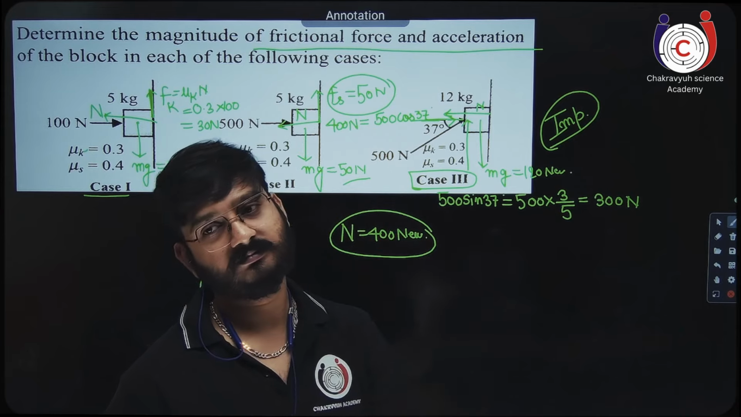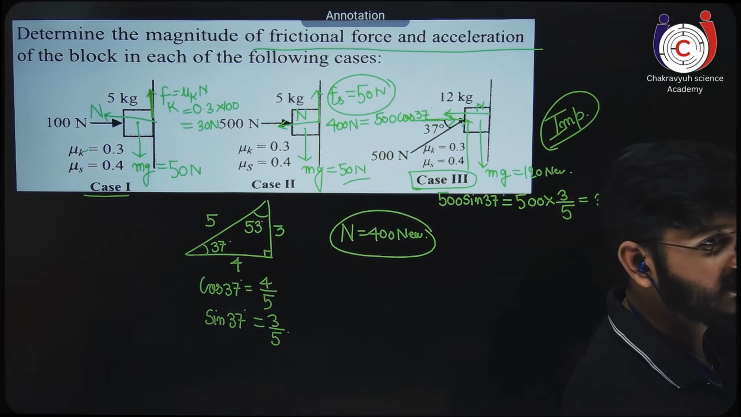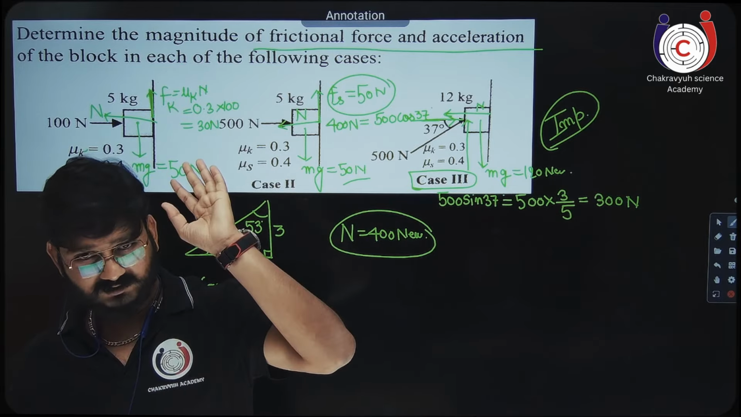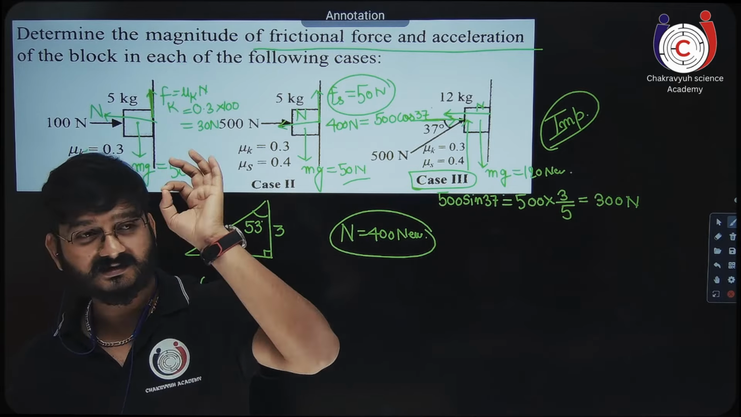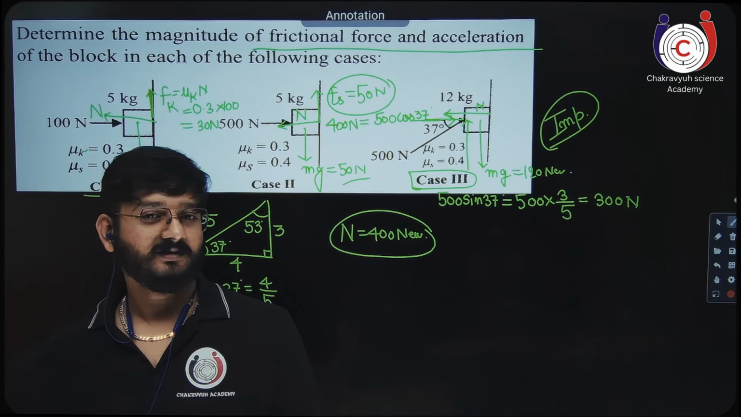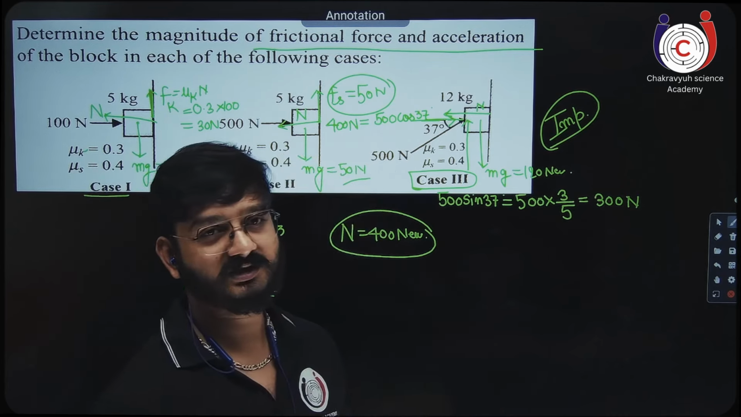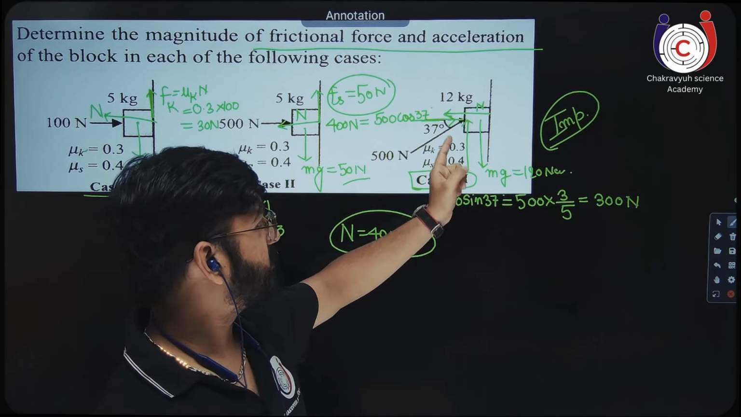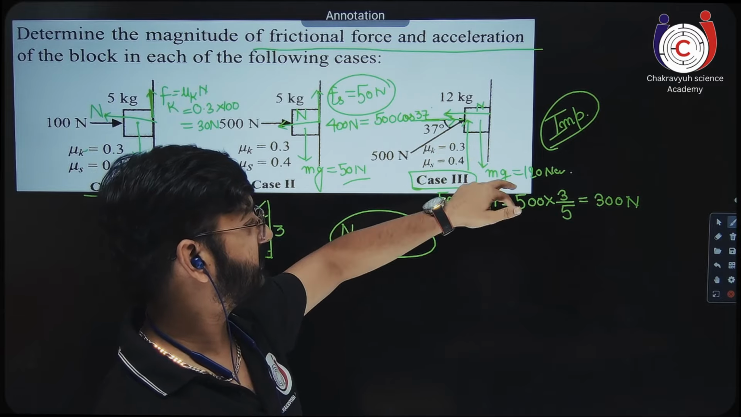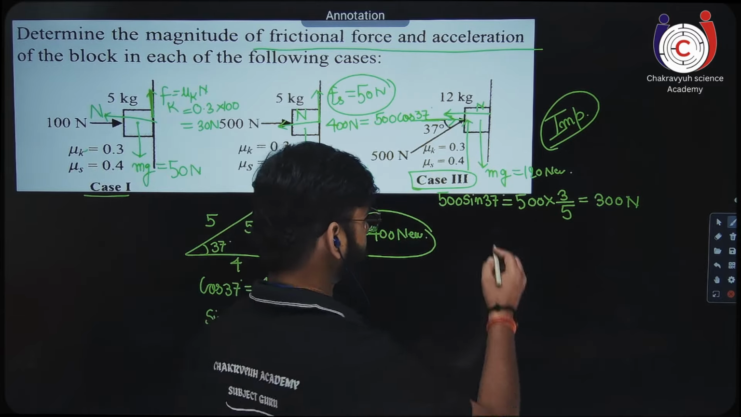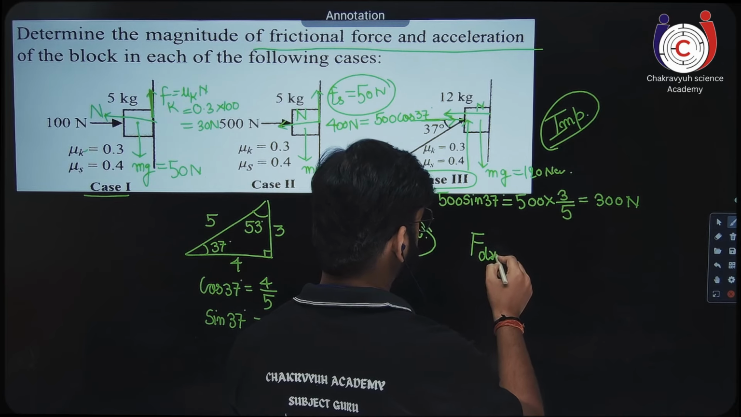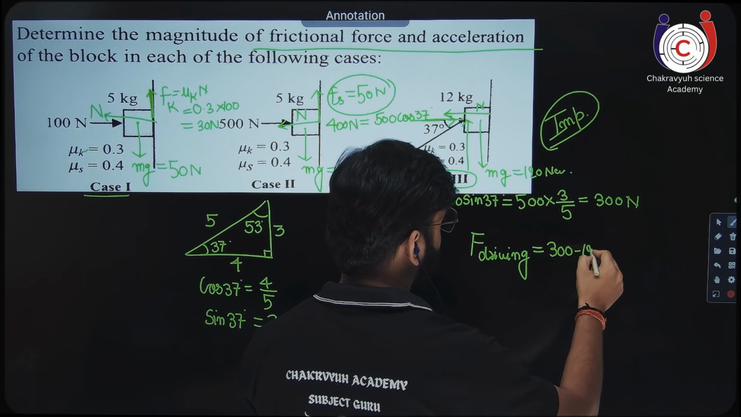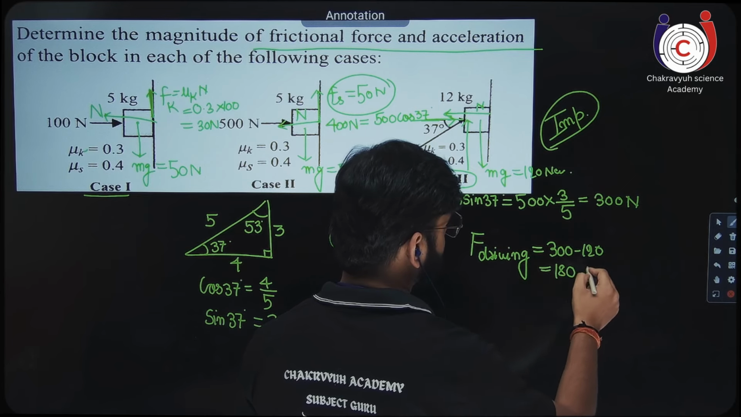Friction will be... what is rocket science in this? Simple. You don't have to think anything out of the box. Just draw the forces, observe. You guys know the statement properly: friction will be in the opposite direction of movement for net force. The net force, weight 120 down, 300 up. Net force 300 minus 120, 180. So the driving force or net force will be 180 in the upward direction, so the object will move upward.